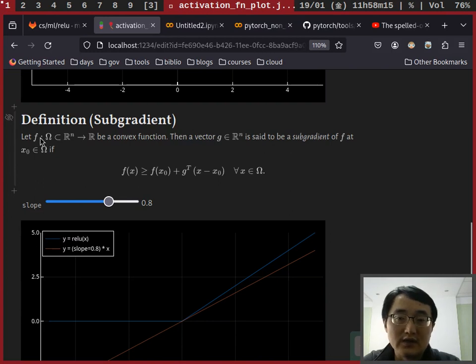So the setting is pretty much the same as the setting when we want to find a gradient. The objective function f will be from Rn to R, and here we assume it to be convex, and then a vector g in Rn is said to be a subgradient of f at a point x0 if the value of f at any other point x will be greater than or equal to f of x0 plus the inner product of g and x minus x0.